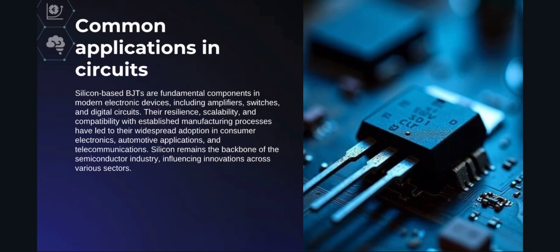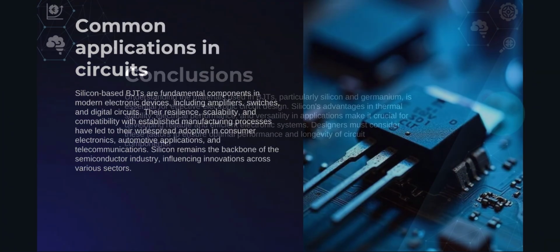Next, we go to common application in circuit. Silicon-based BJT are fundamental components in modern electronic devices, including amplifier, switch, and digital circuit. Their resilience, scalability, and compatibility with established manufacturing process have led to their widespread adoption in consumer electronics, automotive applications, and telecommunications. Silicon remains the backbone of the semiconductor industry, influencing innovation across various sectors.